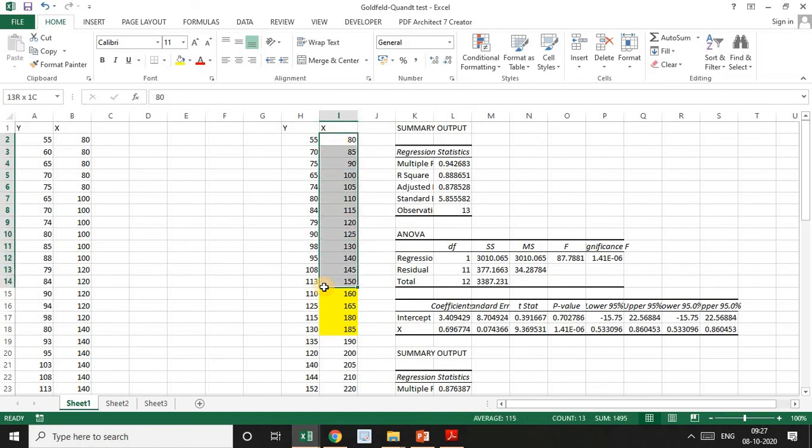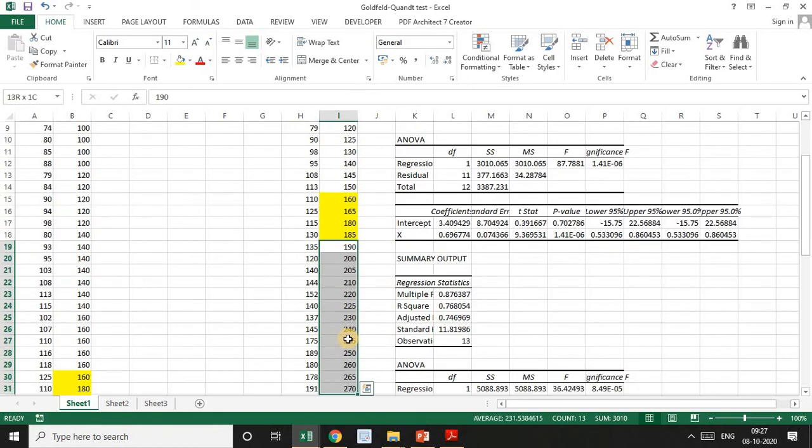Then from 30 I am taking only 13 and 13. I am removing the central observations. Why am I removing the central observations? Because I want to check how the smallest group and the largest group are behaving. Are they behaving the same way? For that purpose we need only the extreme values, and that's why we are omitting the central values.